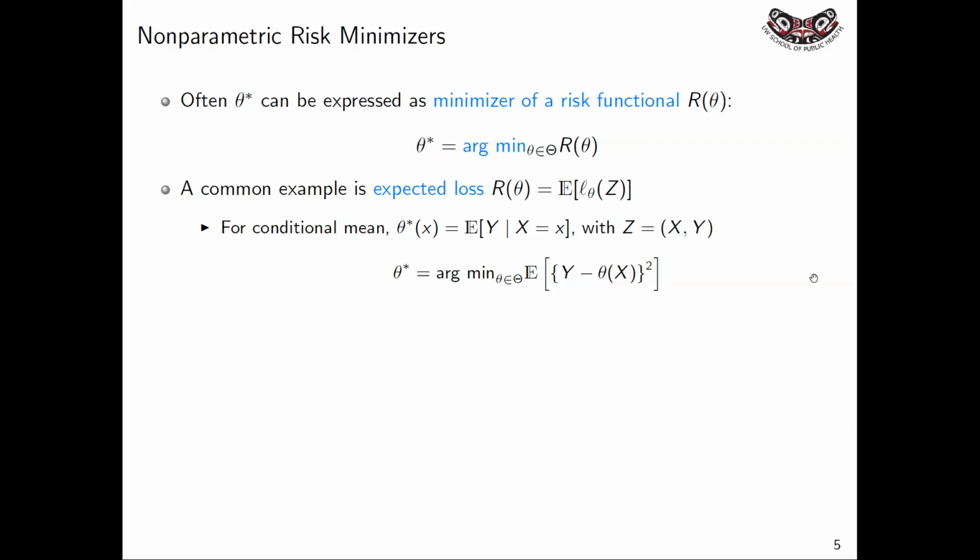One example that we could consider is where the risk functional is the expected loss, and the loss could be negative log likelihood, for example. So we think about minimizing the expected negative log likelihood, and the parameter that minimizes that becomes the parameter of our interest. For the example of conditional mean, our theta star is the expected value of y given our covariate x, where our data is x and y, and theta star could be represented as the minimizer of the norm squared of y minus theta of x.